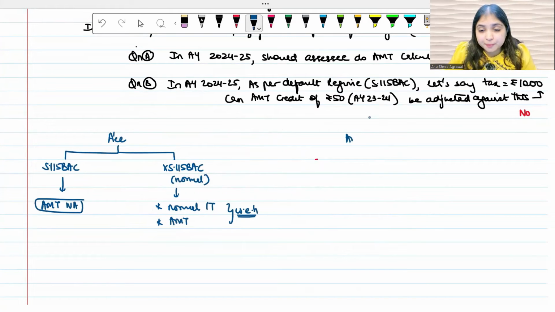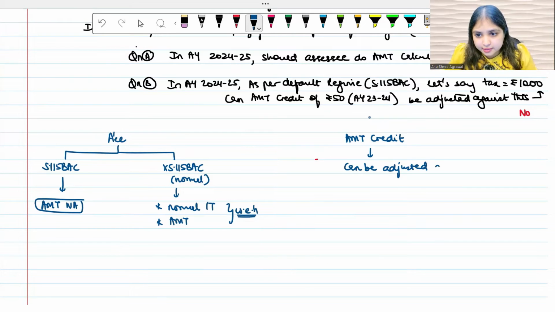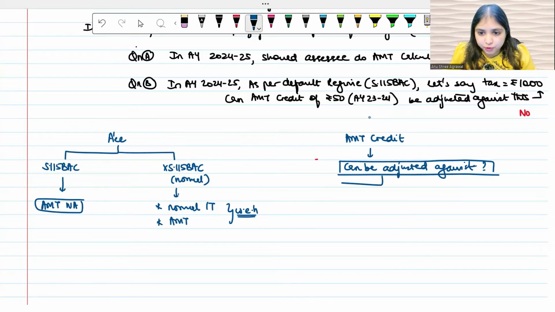See, listen, we're talking about AMT credit. Now, this AMT credit can be adjusted against what? Okay, that is a question. AMT credit can be adjusted against what? Question number 1. I am paying AMT. Against this, can I adjust AMT credit?